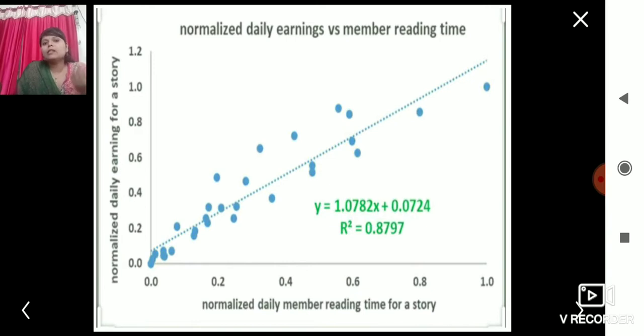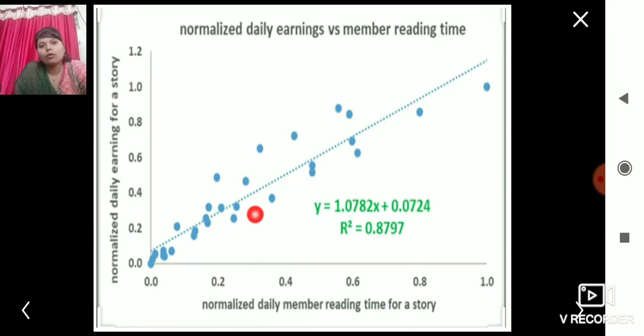normalized daily earnings for a story. Okay, and normalized daily member reading time for a story. So this is an application based graph to show you how it can be applicable. Okay, so normalized daily earnings versus member reading time. So here is the application wherein how long a person could read that particular daily earnings.